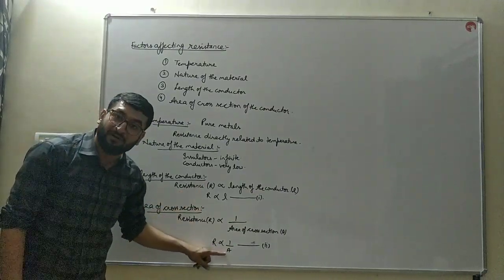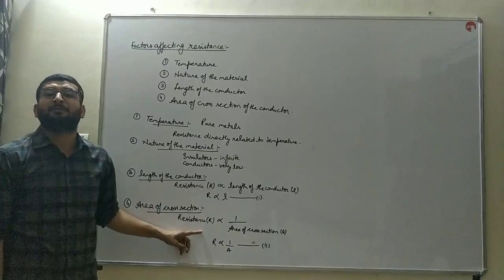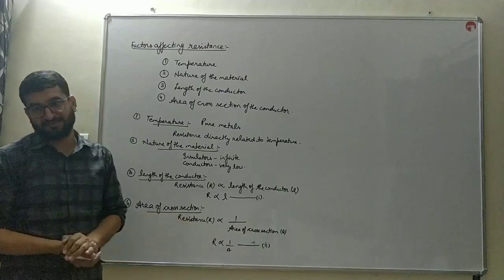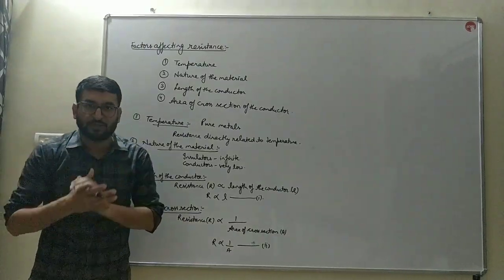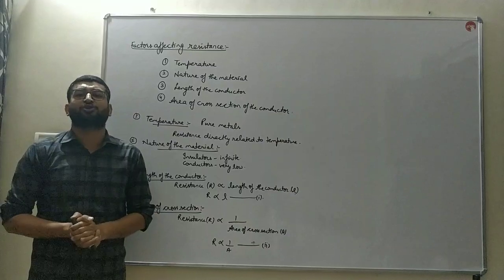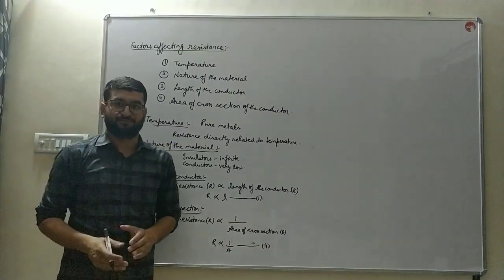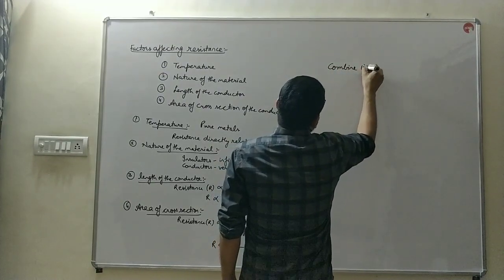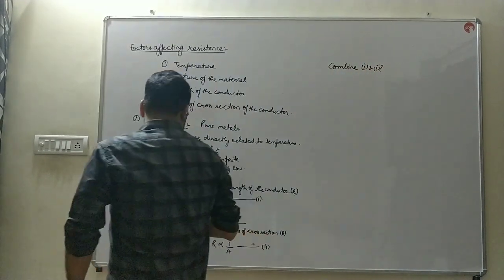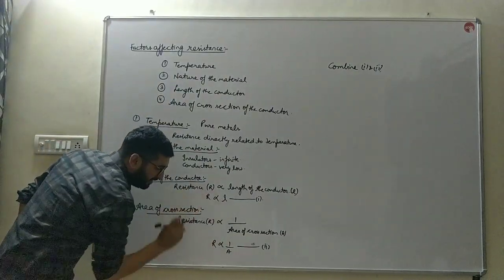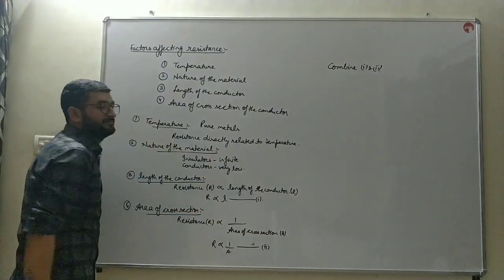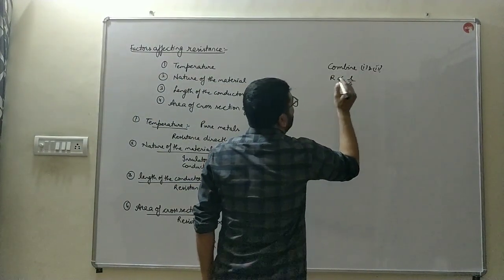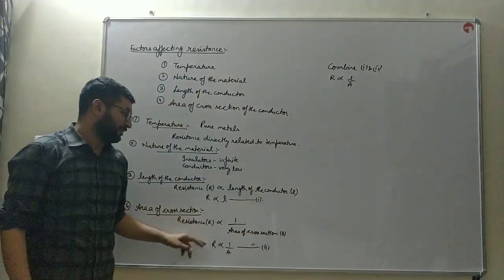If area is tripled, the resistance is 1/3. So this is what inversely proportional means. Resistance is directly proportional to the length and inversely proportional to the area of cross section. We combine first and second. What is first equation? R is proportional to L and R is proportional to 1/A. This is the second equation. Combine these two. We get R is proportional to L/A. R is taken as common, L/A.